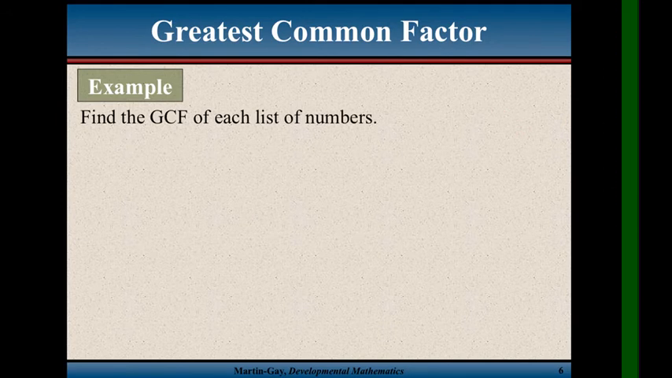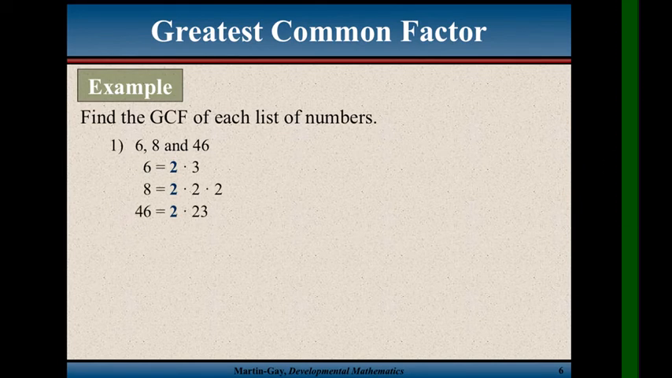Find the GCF of each list of numbers. So we have 6, 8, and 46. For this portion, I could do the division method, but let us see the factors. For 6, we have 2 times 3. For 8, we have 2 times 2 times 2. And for 46, we have 2 times 23. So therefore, their common factor is 2. So the GCF is 2.